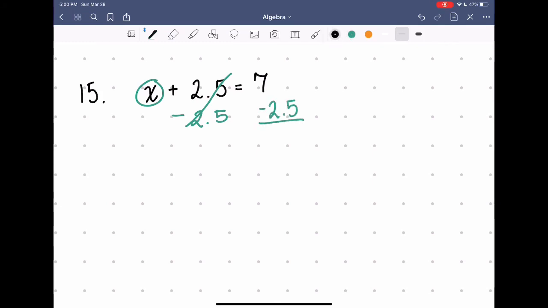Then I have x equals the amount of 7 minus 2.5, which I know to be 4.5. And that would be my final answer.